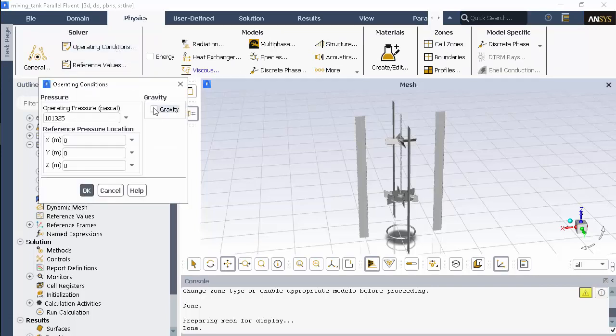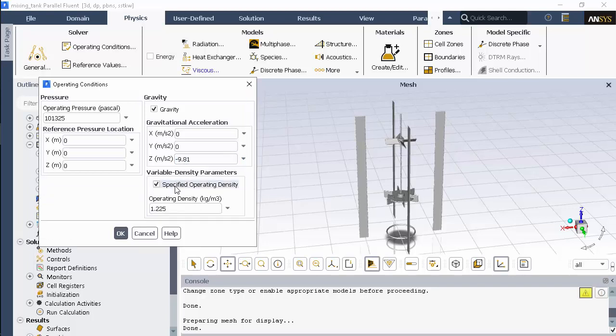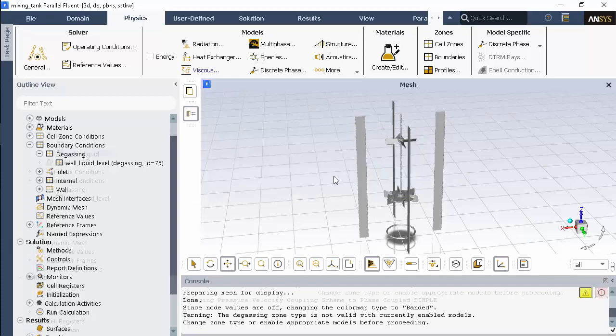In this case, competition between opposing gravitational and buoyant forces influences the movement of produced air bubbles. To account for this, I'll include gravitational acceleration and set an operating density equal to that of air. Note that for multiphase flows, the operating density should be set to the density of the least dense phase. This warning message isn't cause for alarm. The degassing boundary condition, which was defined within the mesh, is not appropriate for the given set of models. I can fix this by adding the multiphase model.